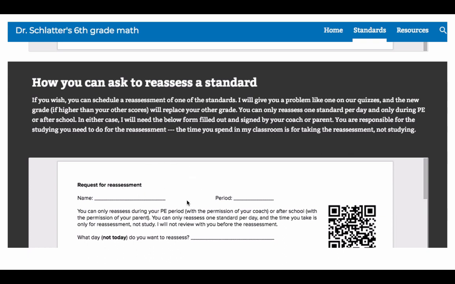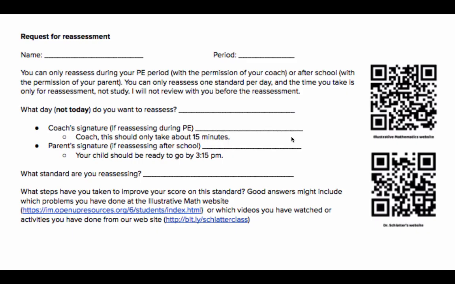There's this form that I ask students to fill out. So let me give you a closer look at that form. I need the student's name and period. They can reassess during their PE period, which is their first period, or after school, as long as you're okay with it. They can only reassess one standard per day, so I'll only let them retake one quiz per day.